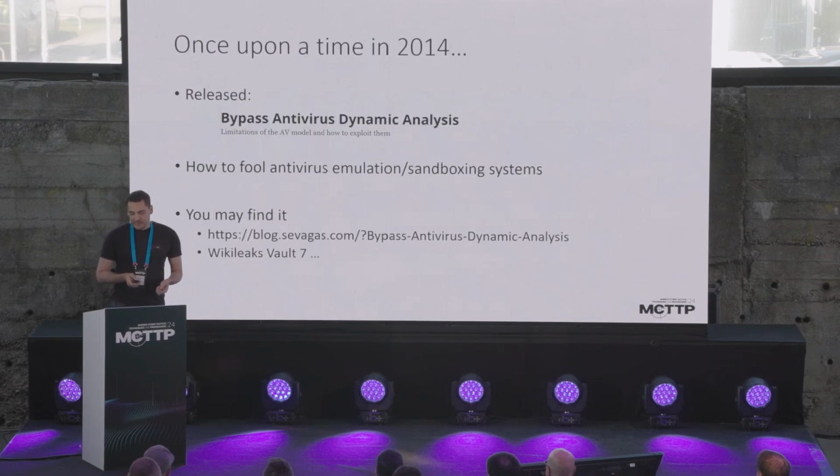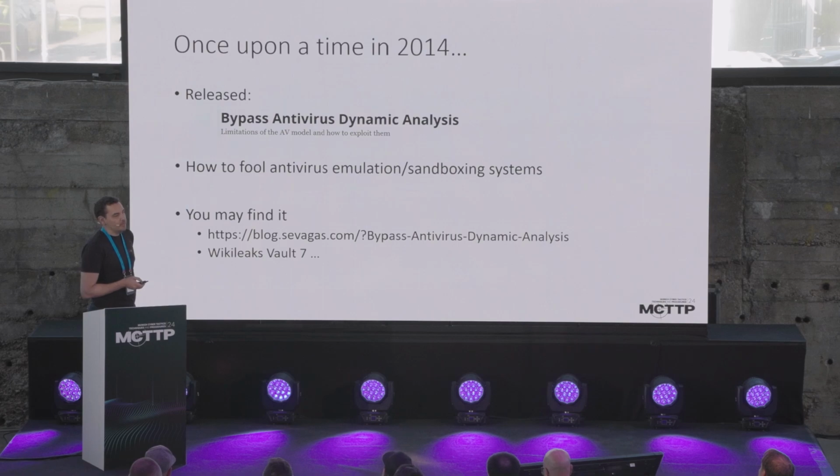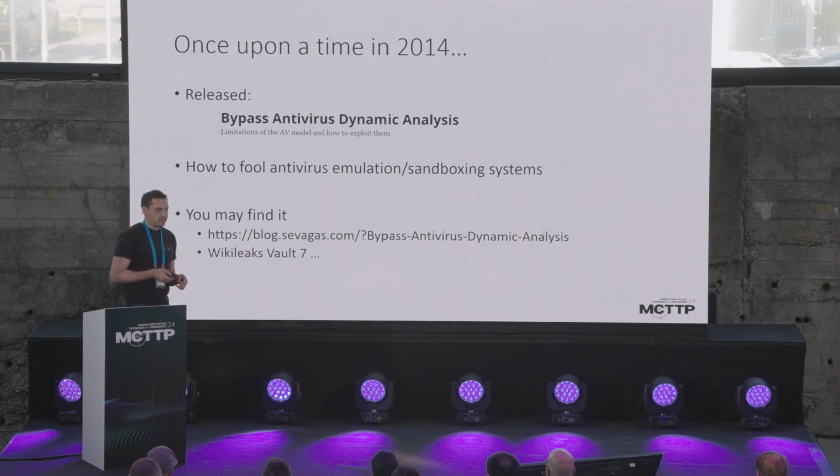So in 2014, years before I created my company, I wrote a blog post called Bypass Dynamic Analysis, where I put down a few techniques to break the emulator system of antivirus. And at the time, it had a lot of traction. And I even found the document in the CIA leak from Vault 7 on Wikileaks.